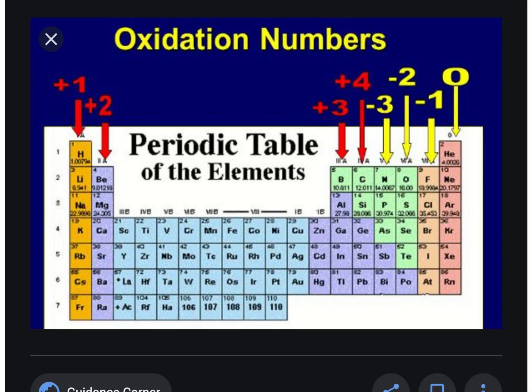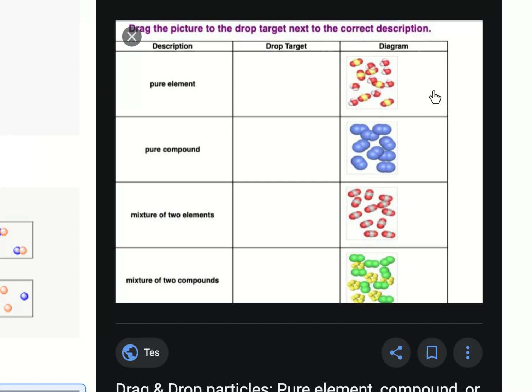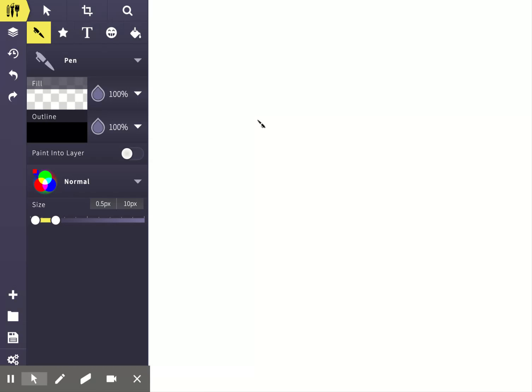Today we're going to be talking about oxidation number and states. If you have a pure element, the oxidation state is always 0. Fluorine has an oxidation state of -1 when it's in a compound. Oxygen has an oxidation state of -2 unless it's bonded with fluorine.